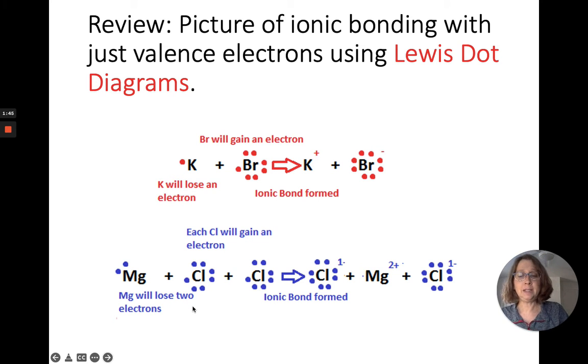Now with magnesium, magnesium needs to lose 2 and chlorine only needs to gain 1. So this one magnesium will bond with 2 chloride ions. And again, it'll lose its 2 electrons, and you'll be left with magnesium 2+ because it lost 2 electrons, and 2 chlorides that each gained 1, and they stick together in this ratio. So the formula would be MgCl2.